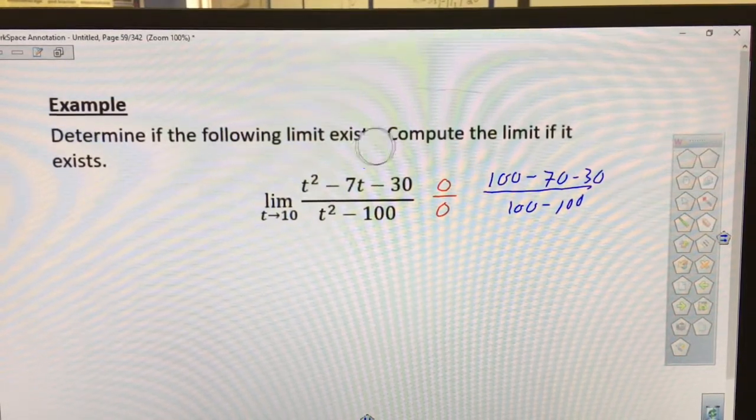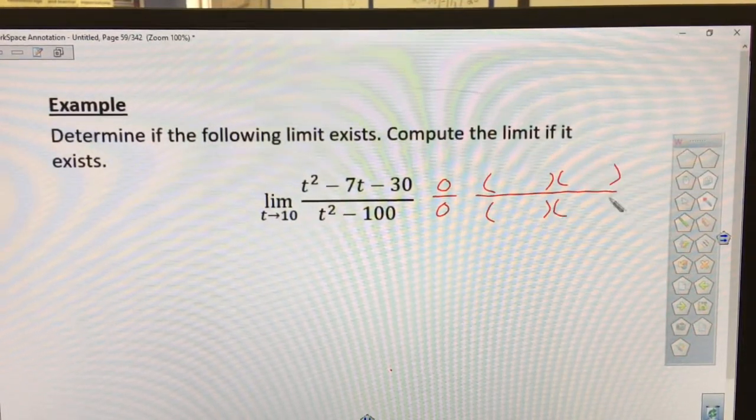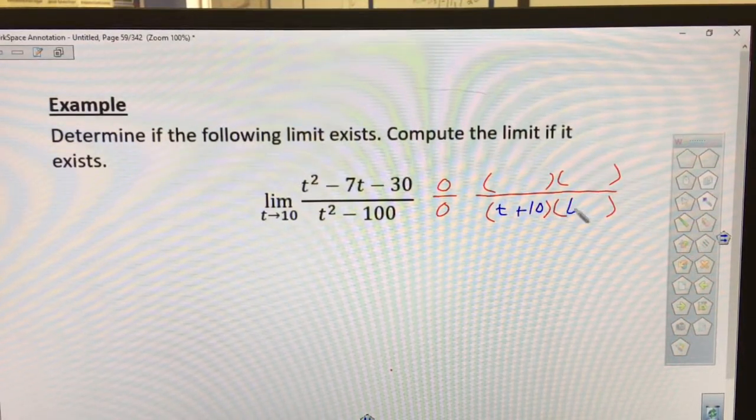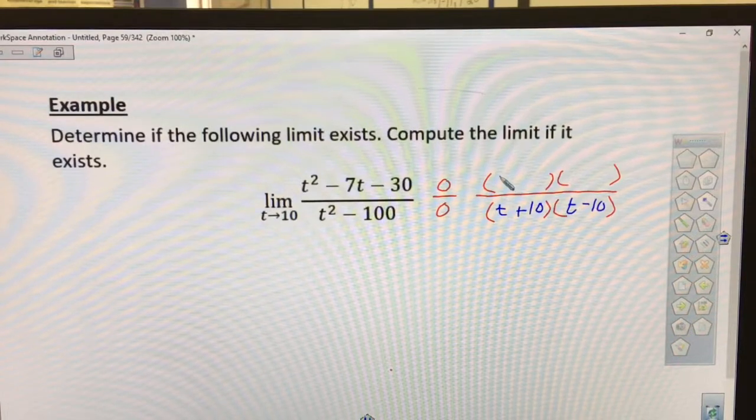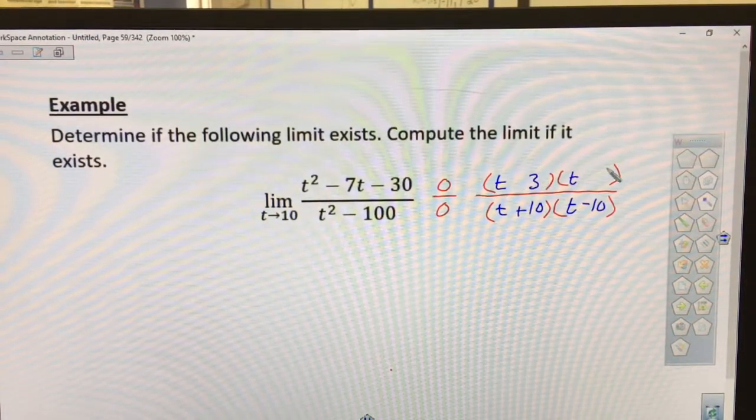I don't trust too many people's skills at factoring. Are you any good at factoring or no? So I set up my parentheses down here. I can factor this really quickly. That's going to be t plus 10. That's going to be t minus 10. I can factor the top one also. T times t equals t squared. And then what times what equals 30? I think it's 3 and 10.